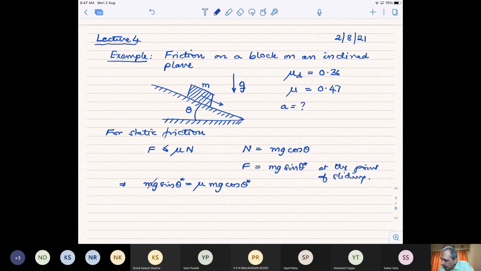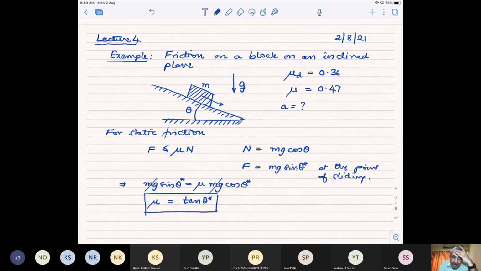And from here we see that this and this cancel out. And so you see that mu is just equal to tan of theta star. So this is one thing that you would have learnt in school, that the coefficient of friction is simply the tangent of the angle at which the block just starts sliding.